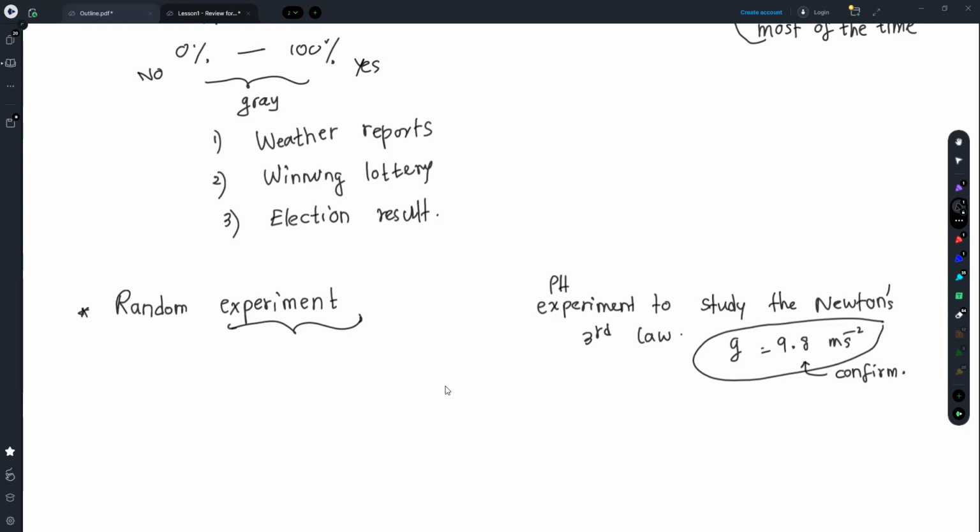So you do these experiments and you already know the results. You are doing it to check or confirm that, whether you can also repeat these steps properly and get the same result. So those are the experiments that we usually think about.